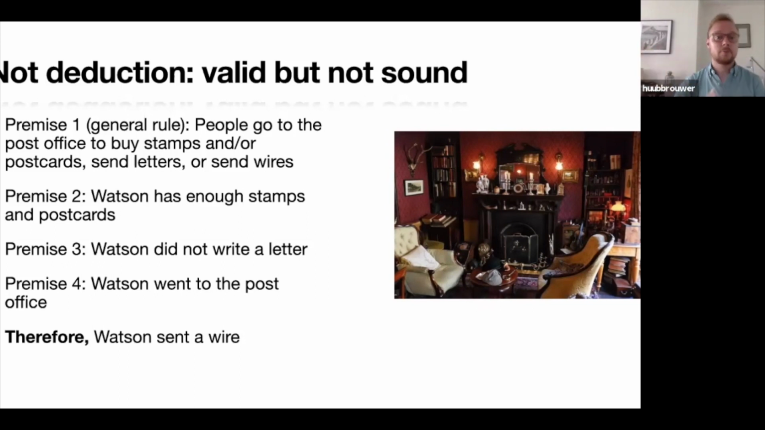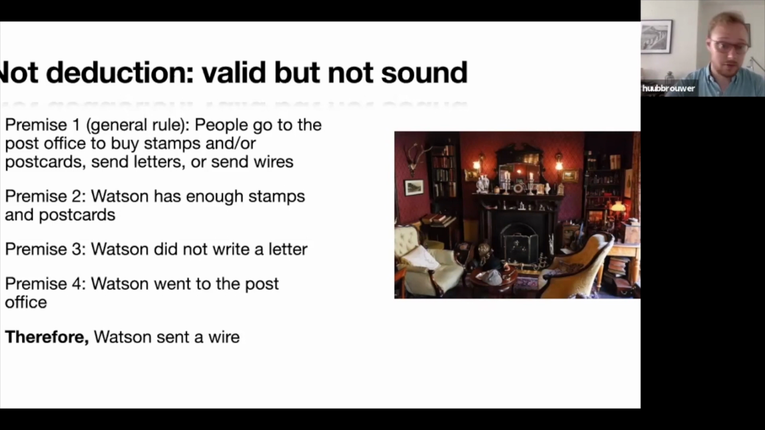After all, you might go to the post office for different things. You might go there, for instance, to buy a newspaper if they sell them, or the post office might have a bank in there, or Watson might know someone at the post office that he wanted to talk to. So this general rule is false. The second premise might also be false. For all we know, Watson might want to buy a special kind of postcard, one that he doesn't have, even though he has a lot of postcards lying on his desk.